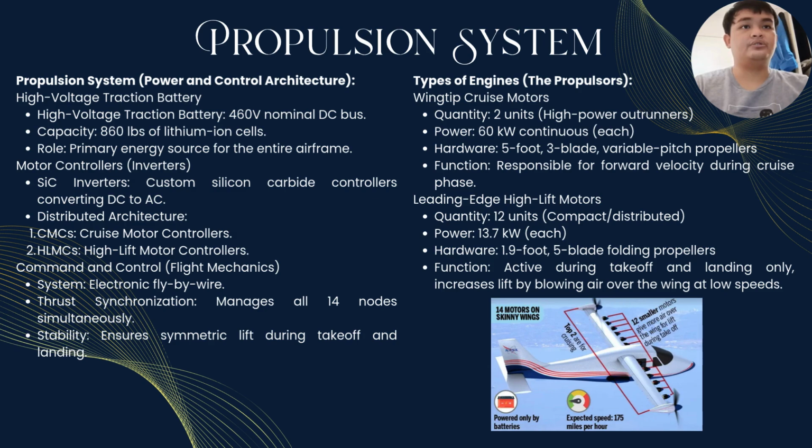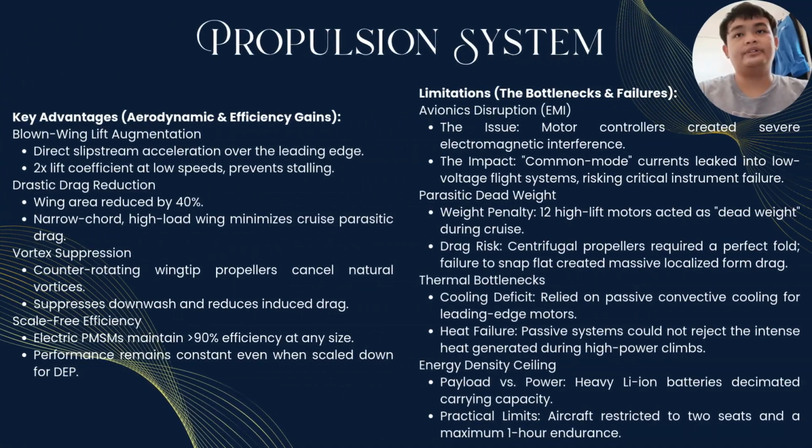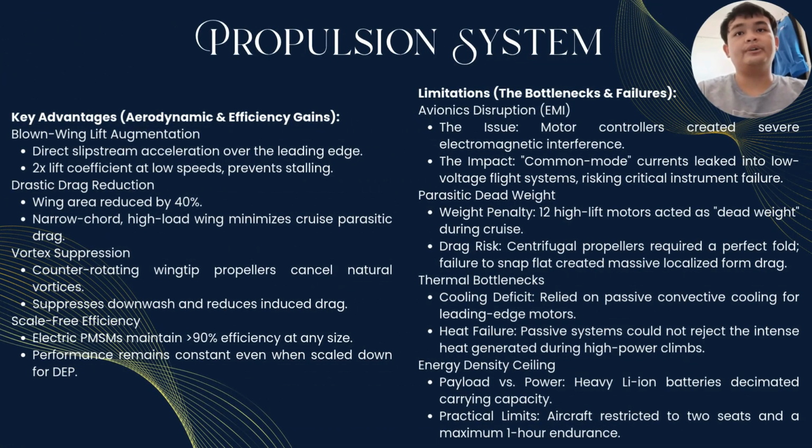Their function is to provide forward velocity during the cruise phase. Then there are another 12 smaller units which produce 13.7 kilowatts each, and they are only used on takeoff and landing. The advantages of this aircraft are blown wing lift augmentation, drastic drag reduction, vortex suppression, and also scale-free efficiency.